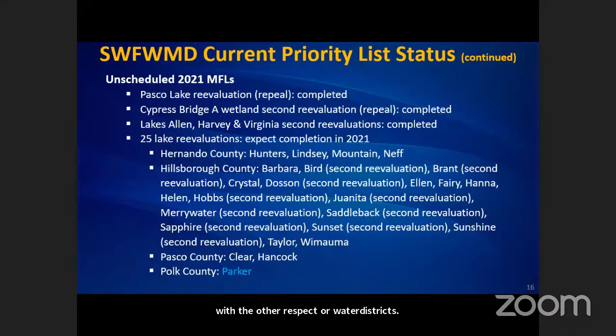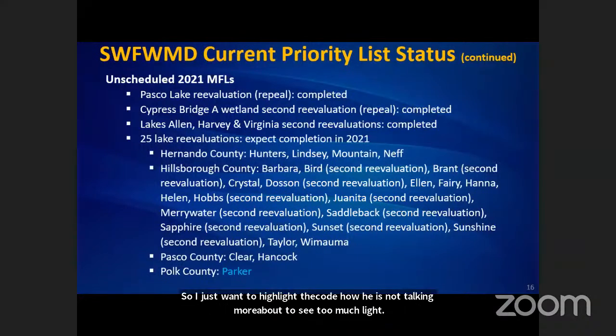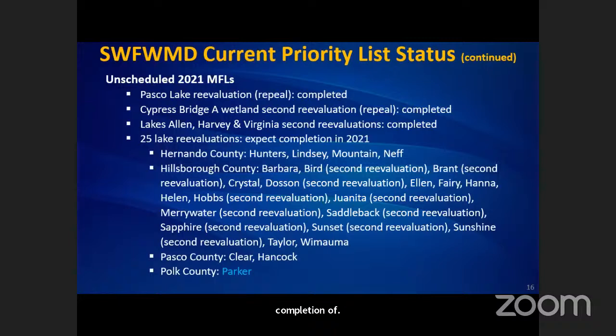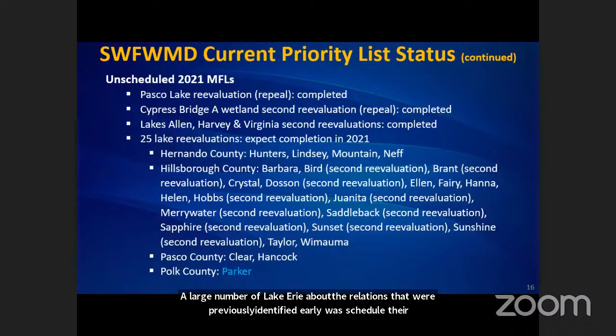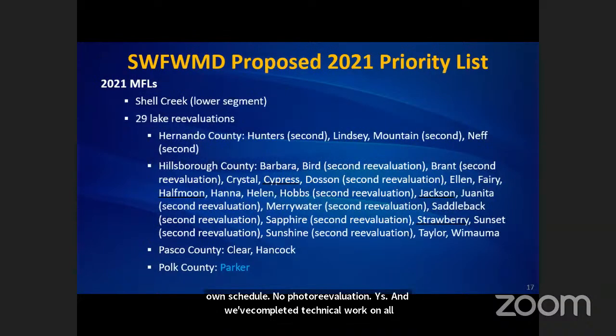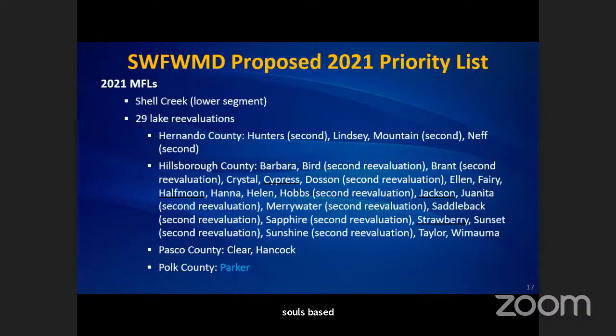Next slide, please, Don. Still on our current list, I wanted to mention that we completed, or we're nearing completion of, a large number of lake reevaluations that weren't previously identified on our priority list and schedule. They're unscheduled minimum flow level reevaluations. We've completed technical work on all of these lakes listed here, and we're nearing completion of rulemaking for some slight changes to the minimum levels established for these lakes. They were undertaken mostly for water bodies in the northern Tampa Bay region, and primarily to make some adjustments to the levels based upon things we've learned about appropriate establishment of minimum flows and levels in that region.